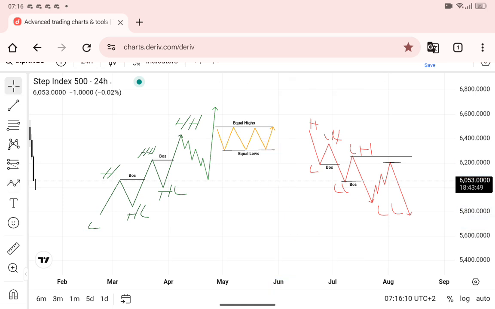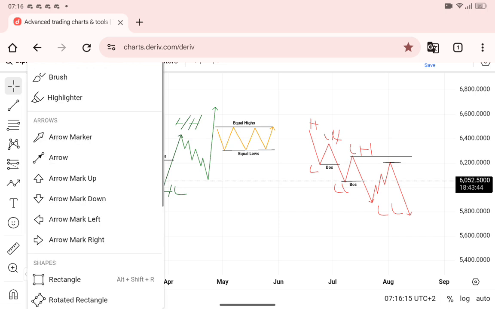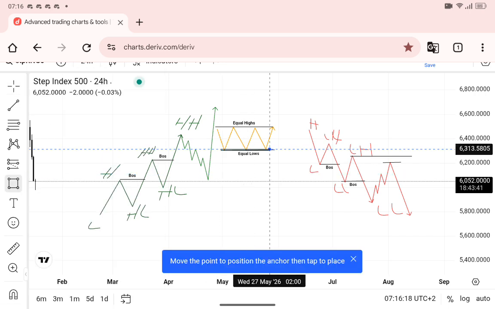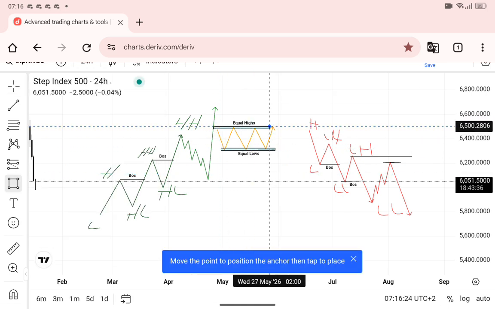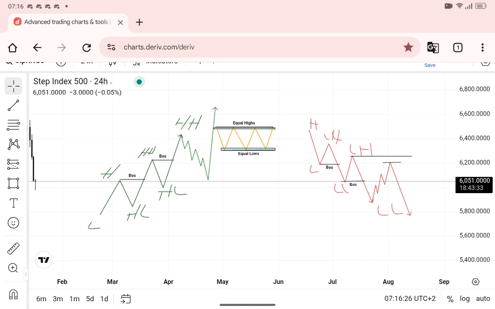So consolidations or a range is where you get equal highs and equal lows. That means that there's a support here and there's a resistance here, and I don't trade that type of movement. I only trade when the market gives me clear structure. So now we are done with this. It might be simple info, but it's very essential.